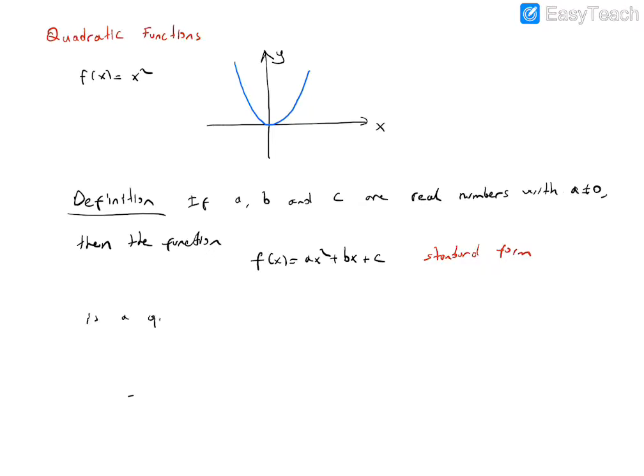is a quadratic function, and its graph is called a parabola. So this parabola is some translated version of the f of x equals x squared graph.